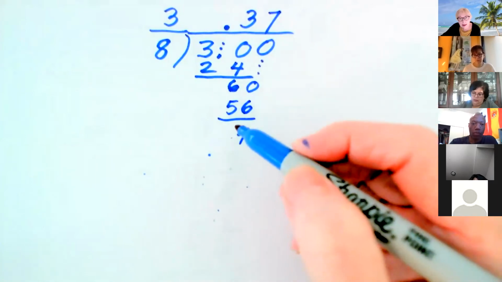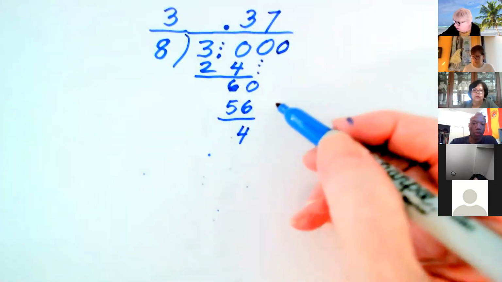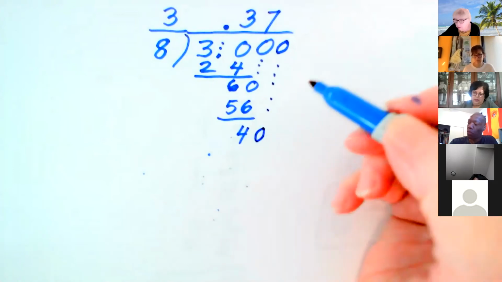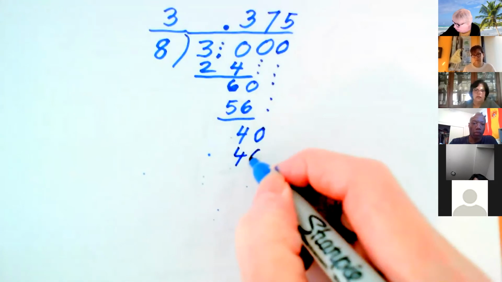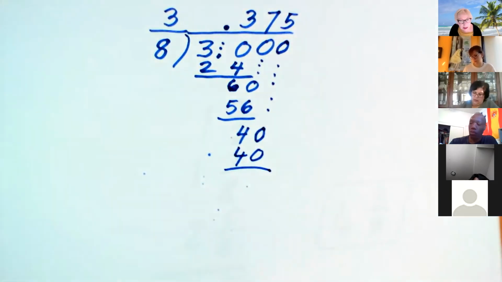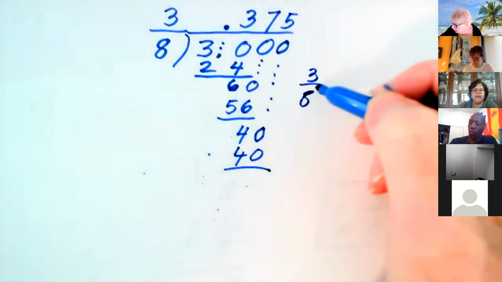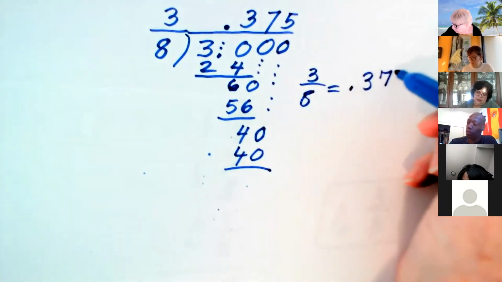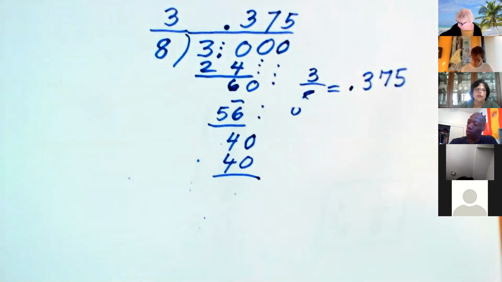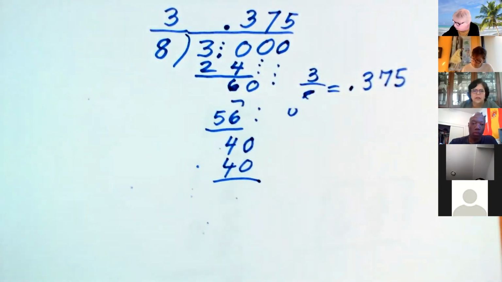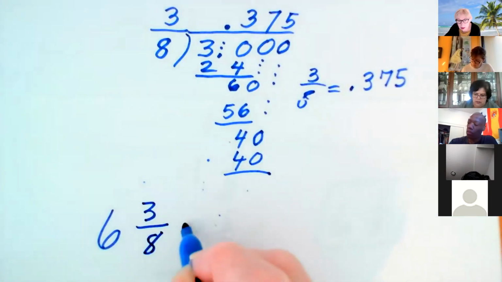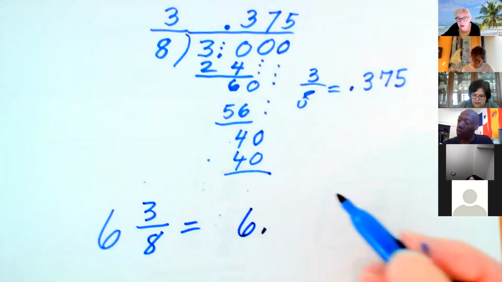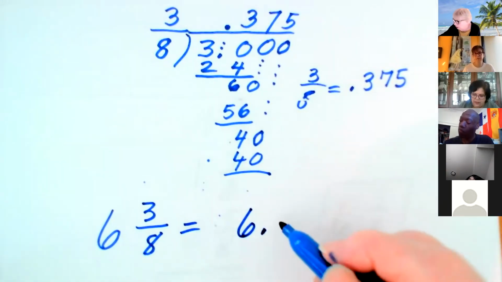Subtracting, I'm going to add 1 more 0 because that will make it perfect. 8 into 40 goes 5. This is now an exact answer. So 3/8 is now 0.375. And so our answer was 6 3/8. There we go. So that would be 6 and 0.375.